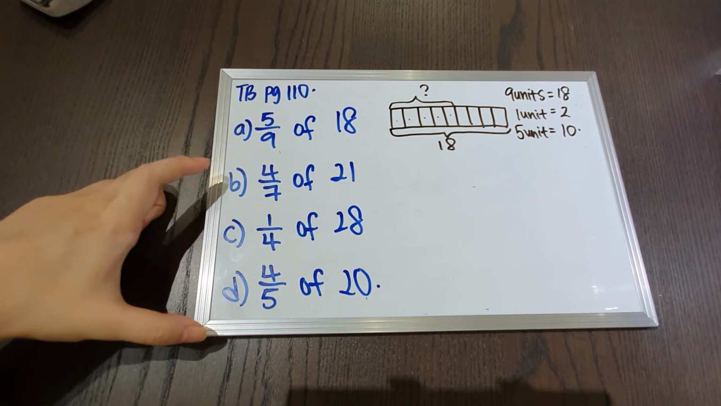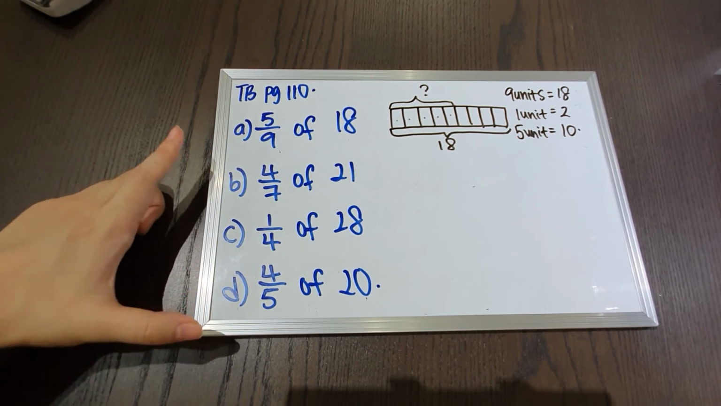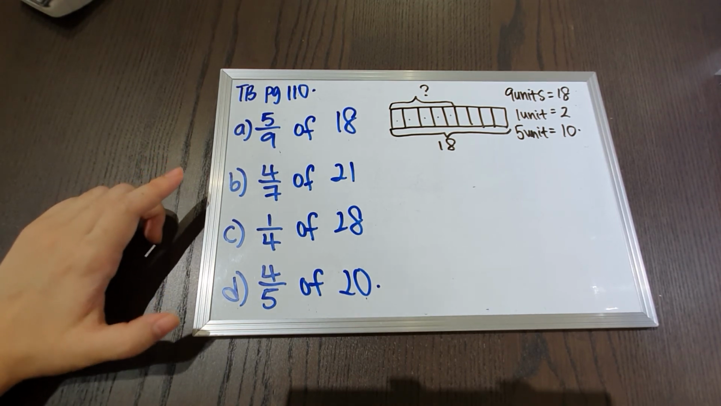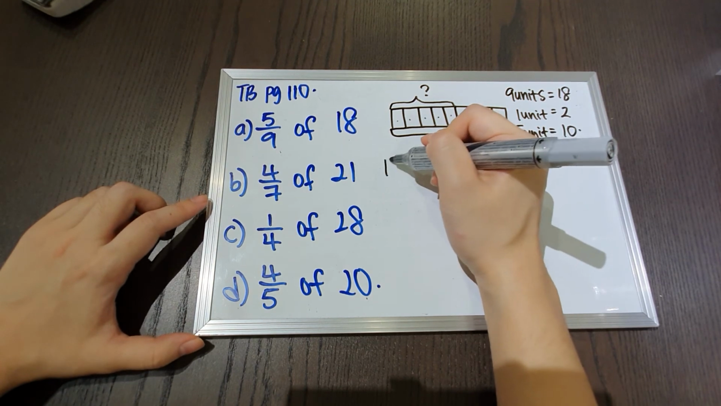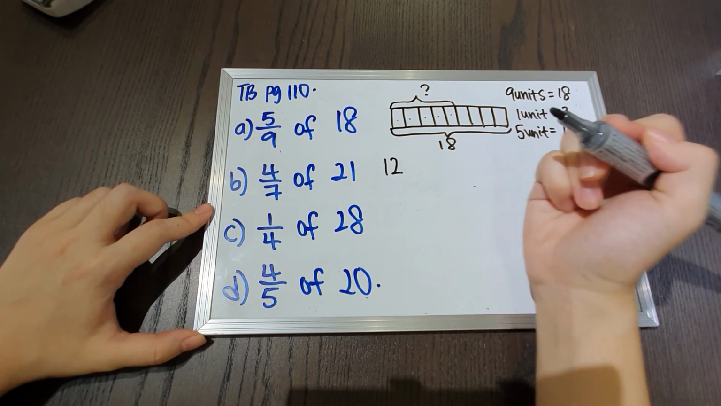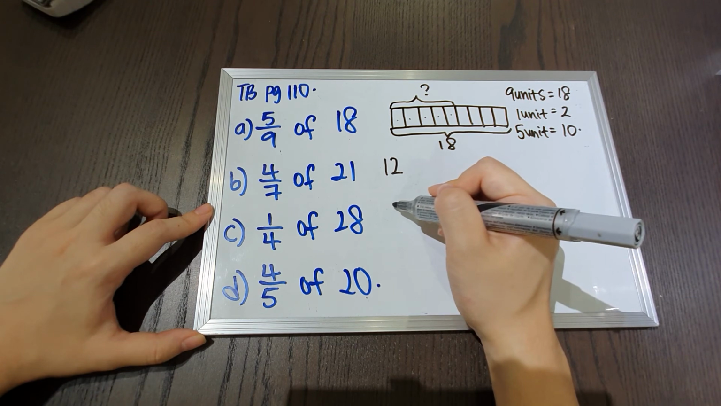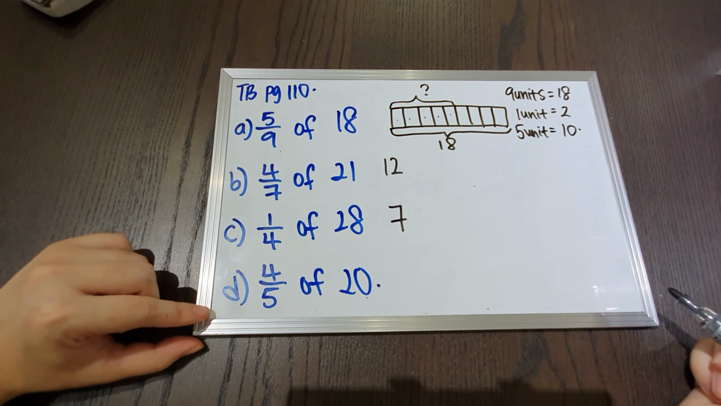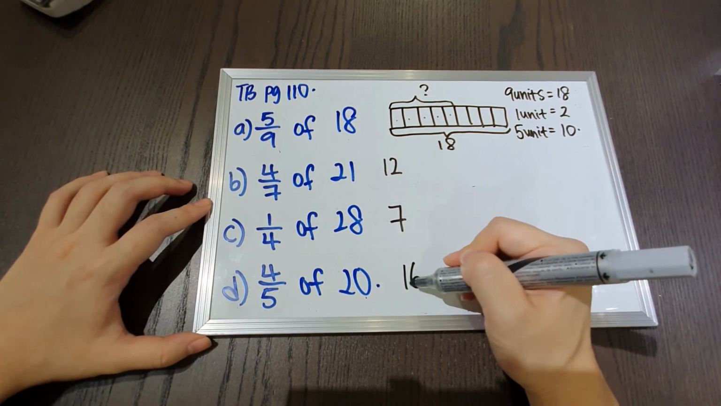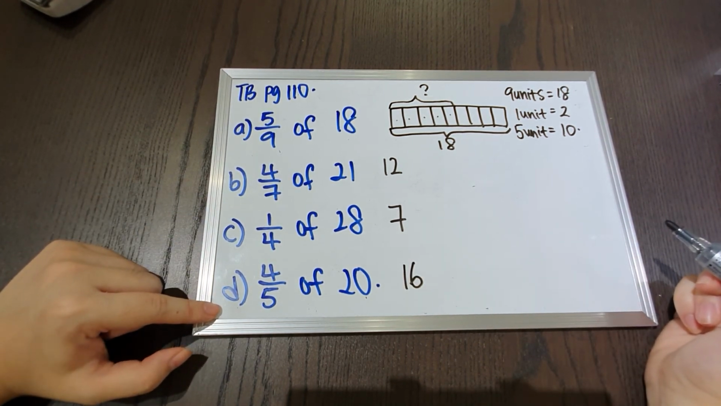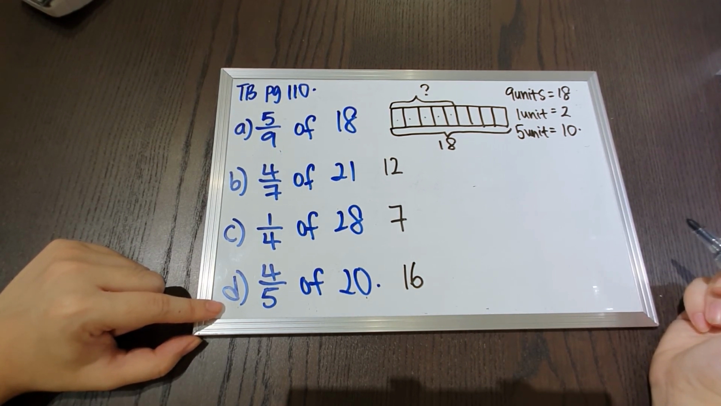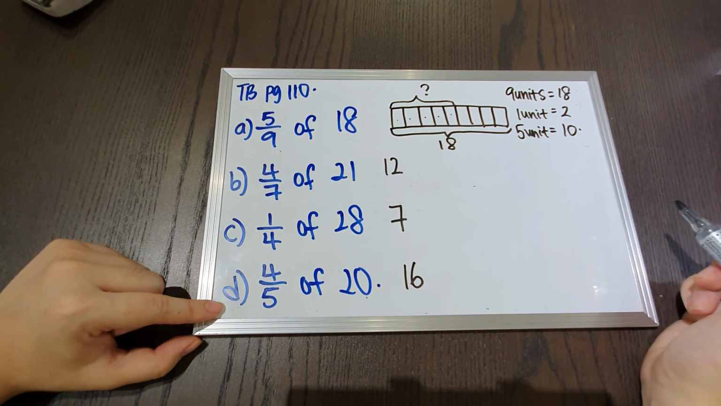I'm not going to go through B, C, and D, but please check your answers accordingly. For part B, your answer is 12. For part C, your answer is 7. And for part D, your answer is 16. Part D I actually went through with you just now. So if you still cannot do it, please rewind and backtrack your video to look at how I explained previously.